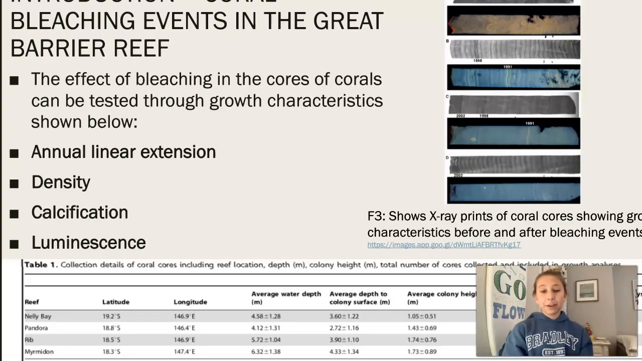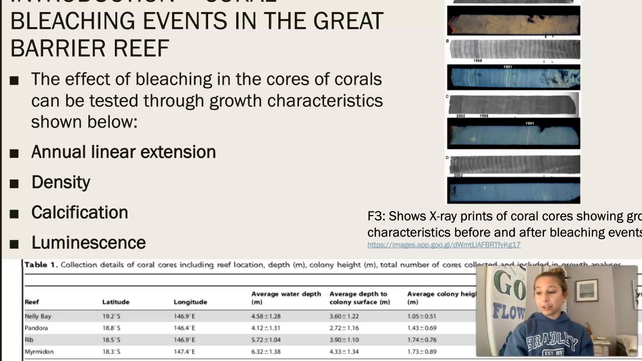The effect of bleaching in the cores of corals can be tested through growth characteristics shown below. The four include annual linear extension, annual density, annual calcification, and annual luminescence. Annual linear extension is the outward development of coral skeleton toward the edge of coral colonies. Annual density is the average threshold for the number of live coral heads. Annual calcification is the rate at which reef-building corals lay down their calcium carbonate skeletons, and annual luminescence is the protective layer of algae which cover all corals.